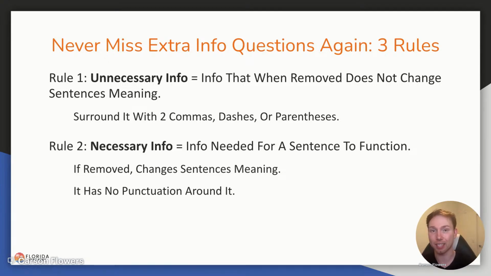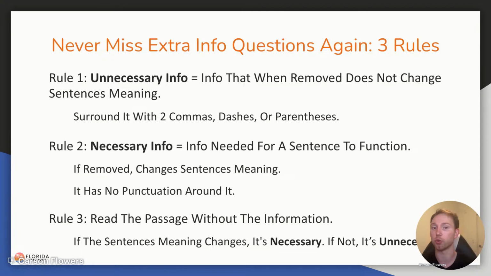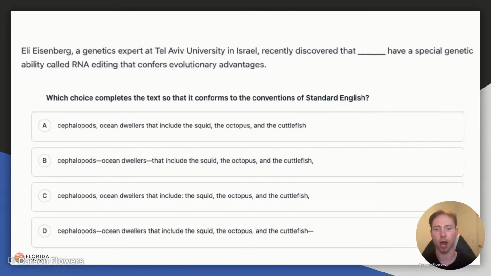Rule 2 is you have the flip-flop. You have necessary information. This is information needed for a sentence to function. If it is removed, the sentence's meaning changes. It has no punctuation around it. So when you realize this is being tested, you want to read the passage without the information. If the meaning changes, it's necessary and you shouldn't put punctuation. But if the meaning doesn't change, it's unnecessary and you put punctuation around it. That's how you tell. So let's practice.